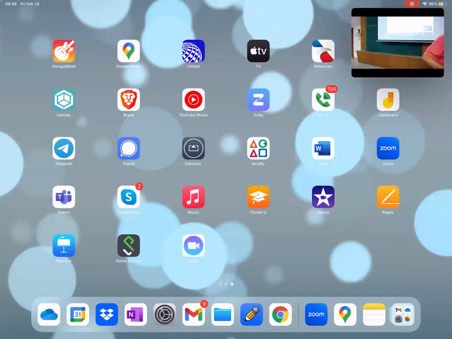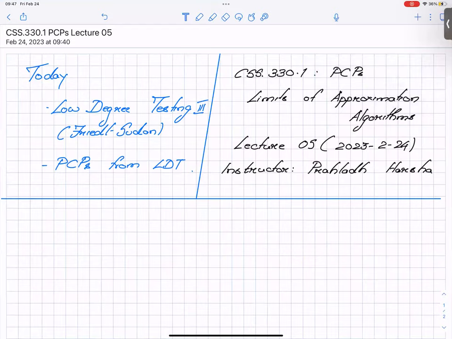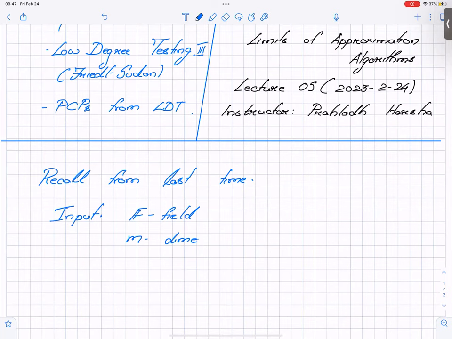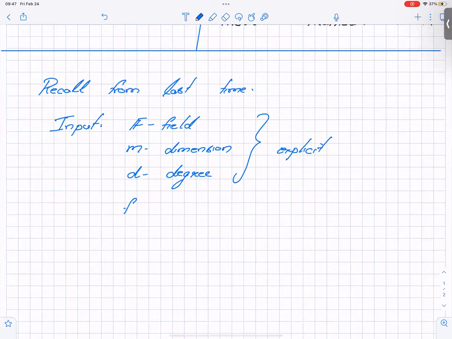Okay, so what was the Friedl-Sudan low degree test that we were looking at last time? Let's recap. The input is a finite field F, an ambient dimension M, and a degree parameter D. These are explicit inputs. Then there's an implicit input f: you're given Oracle access to this function, and we want to check if f is low degree or far from low degree.